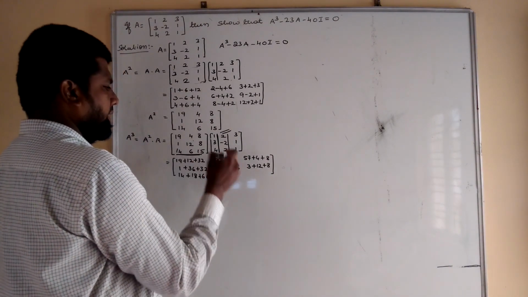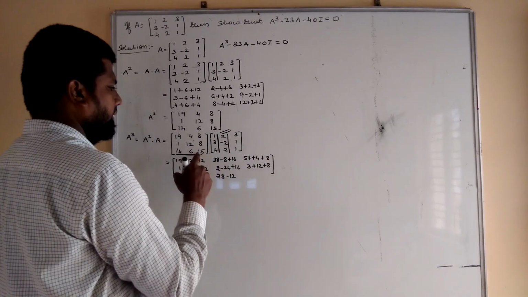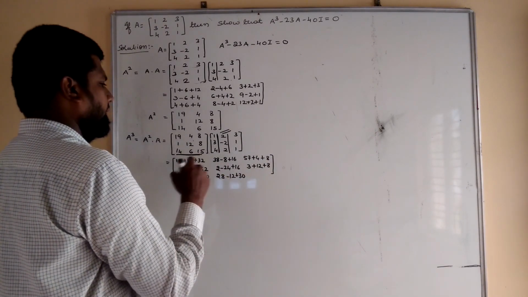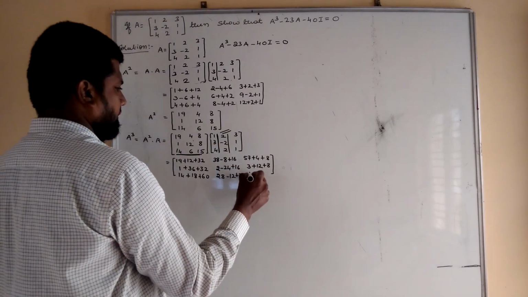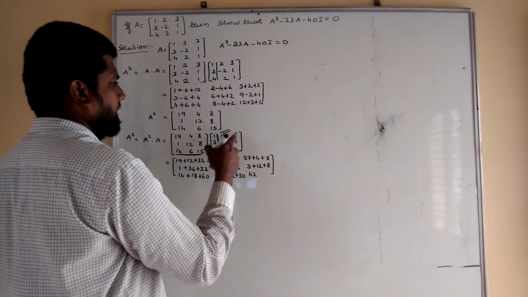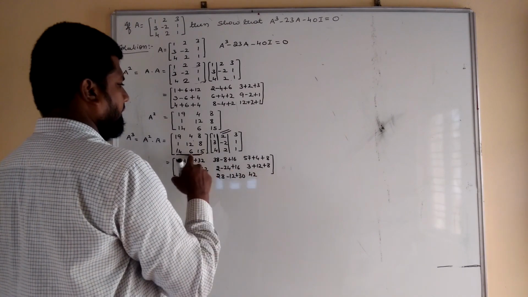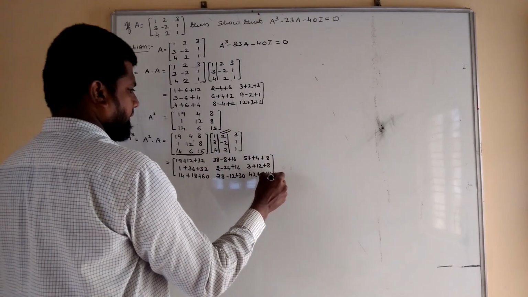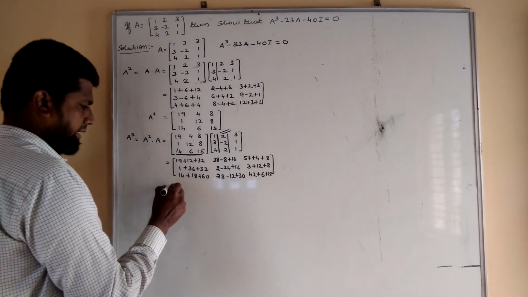28. Then 6 2s are minus 12. 15 2s are 30. Then 14 into 3, 14 3s are 42. 6 1s are 6. 15 1s are 15. So let us add this one.